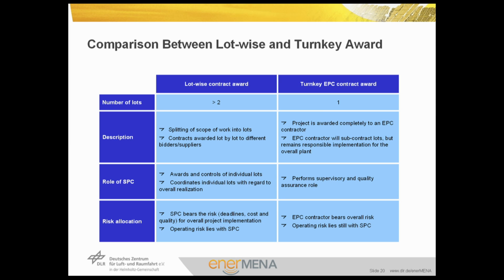So the role of the special purpose company or the project company, or could be even the utility in the lot-wise approach, is to award and control all individual lots. It coordinates all lots with regard to the overall realization, whereas in the turnkey EPC contract, the SPC performs a supervisory and quality assurance role. The risk allocation in the case of the lot-wise approach is that the SPC bears the risk, for example, deadlines, cost, and quality for the overall project implementation.